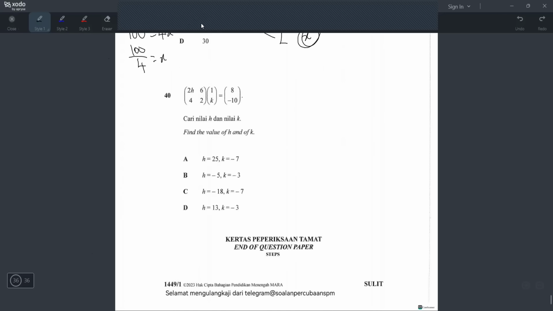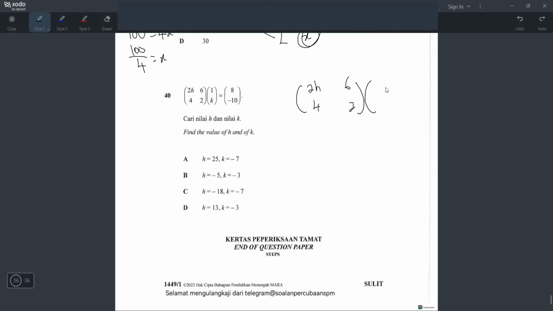Okay, finally, we are at the last question. This is matrix. Find the value of h and k. So I think if I am you, I will take this matrix and this matrix, I dar up. After I dar up, I compare my answer with this. So let's write down 2h, 6, 4, 2.